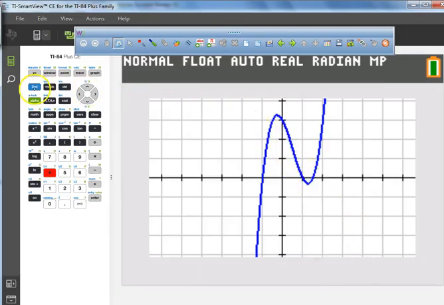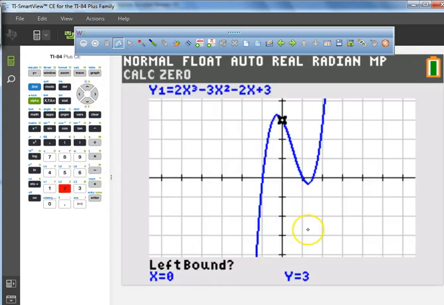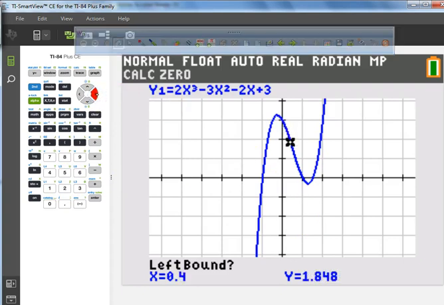All right? You could hit second, trace, and you could calculate number 2, which is a 0. All I'd have to do is make sure I'm on the left side. So I'm going to go down here. Okay, so right now, technically I'm on the left side of this 0, so I'm going to press enter. And I'm going to go to the right side of the 0. So now that I'm on the right side of the 0, I'm going to press enter. And when I press enter one more time, the calculator lets me know that we are indeed at a 1.5. Okay?